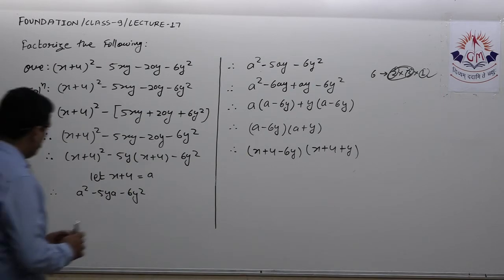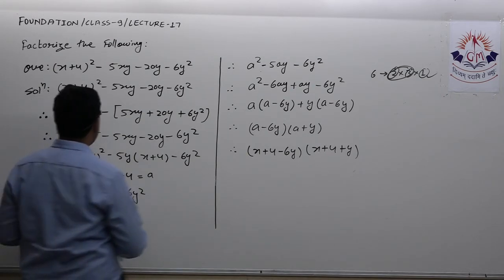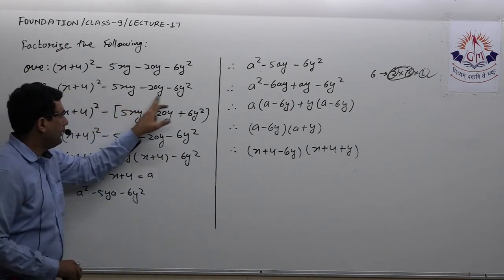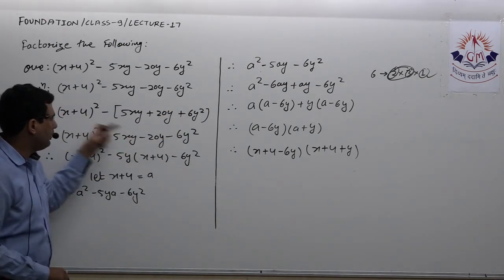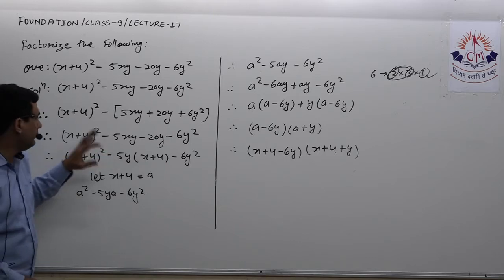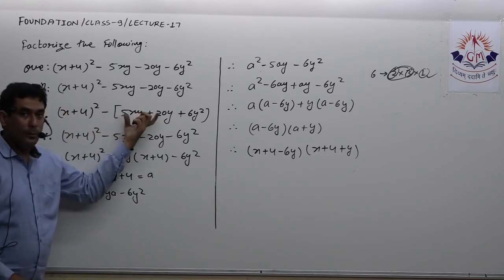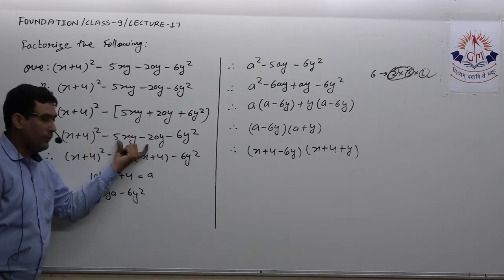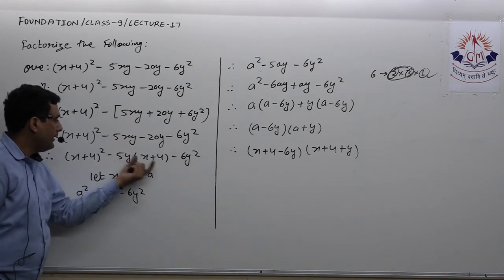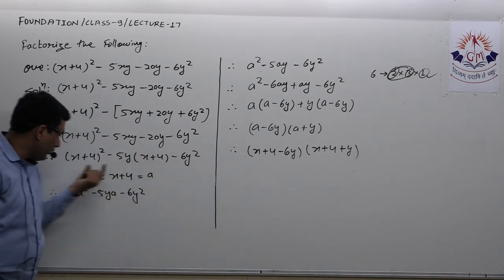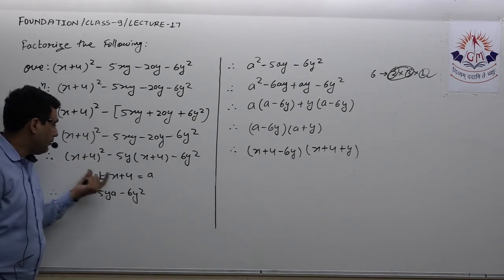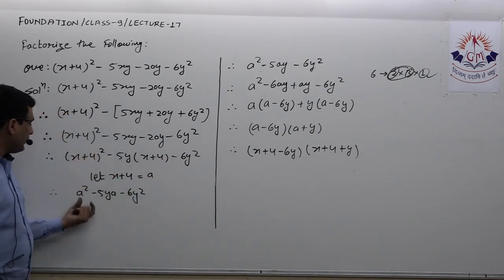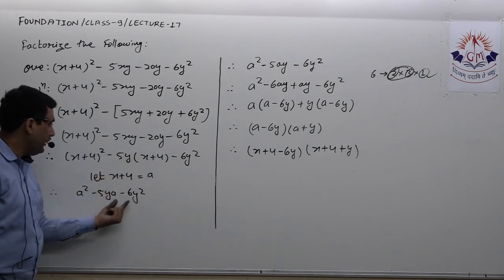Okay, so again, before I move to the next question, let me explain this once again. See, here x plus 4 whole square minus 5xy minus 20y minus 6y square. Actually this term was not that much required, because at that time I was trying to make it a complete square. But it was not possible to make it a complete square. So I took minus 5y common from the first two. That gives me x plus 4 in the bracket, and x plus 4 we have over here as well. So I replaced this x plus 4 by a different variable, that is a. Then this expression becomes a square minus 5ya minus 6y square.